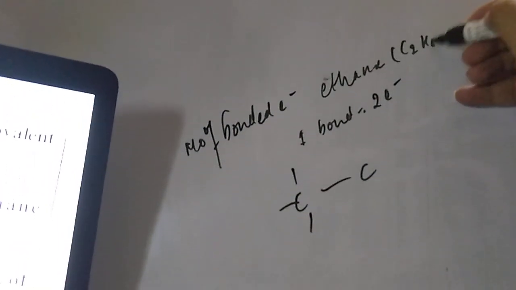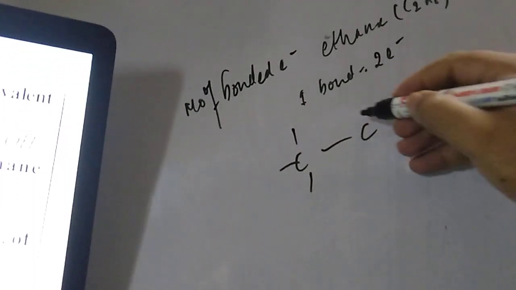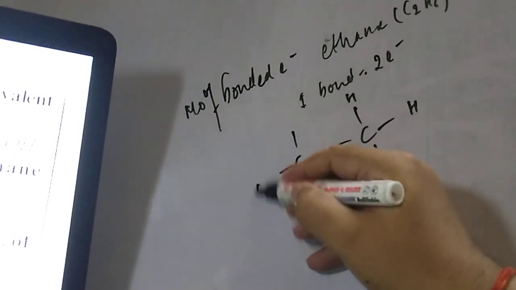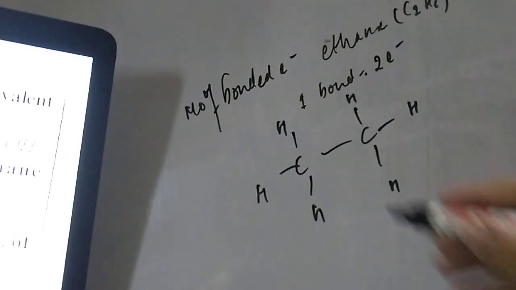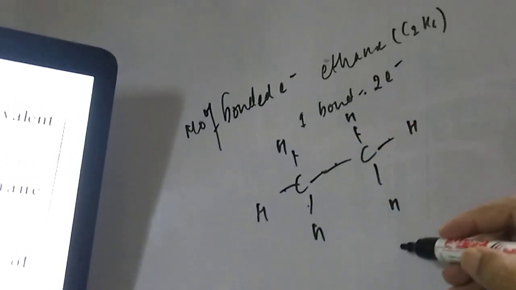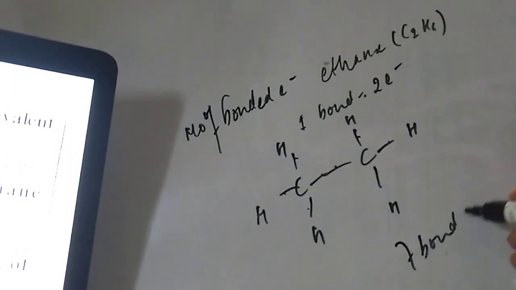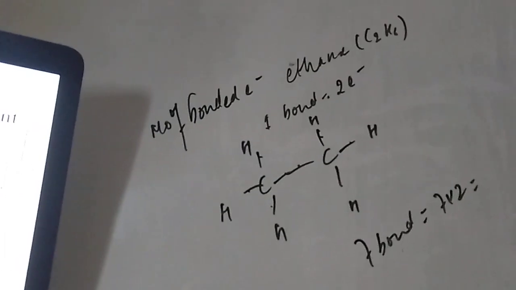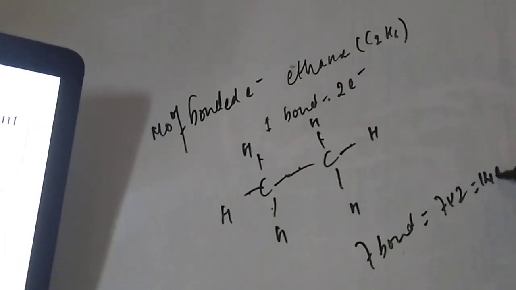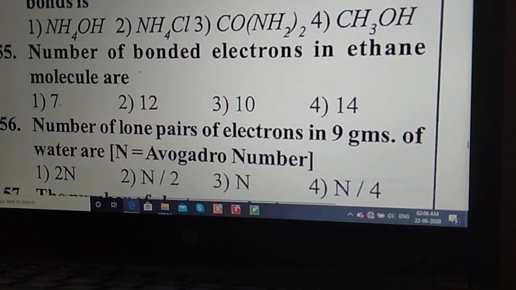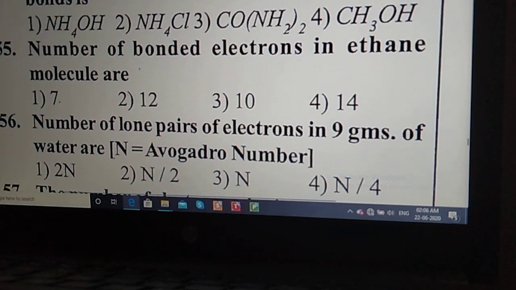If you talk about ethane, students, the structure of ethane is C2H6. So the number of bonds, if you check, hydrogen here, and hydrogen here. So the total bonds you add up, students: 1 2 3 4 5 6 7. 7 bonds is equal to 7 into 2, that is 14 electrons. So the total number of bonded electrons in ethane is 14. Let us come to the options, students. Option number 4, 14, is the correct option.